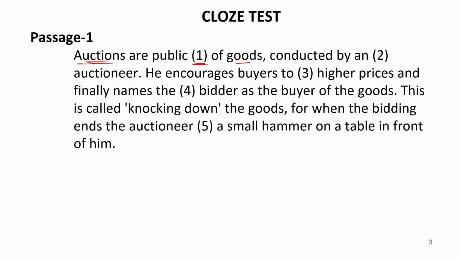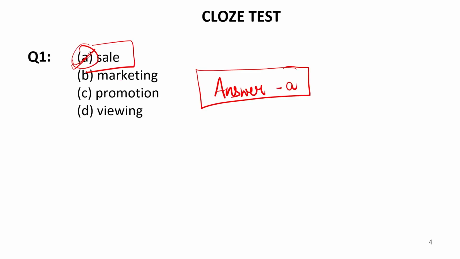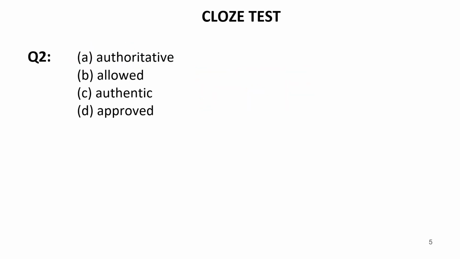Now, let us see the next blank. Conducted by an dash auctioneer. Now, what type of auctioneer? Now, let us see the options of second blank. Authoritative, allowed, authentic, approved. Now, we are talking about auctioneer. Auctioneer is a noun, first of all. So, a word which should precede it should be an adjective that has to be filled.